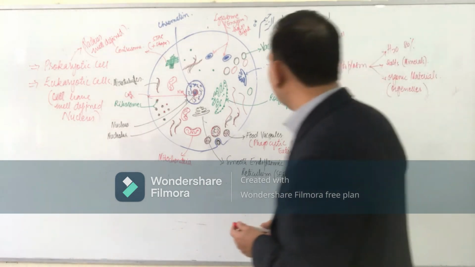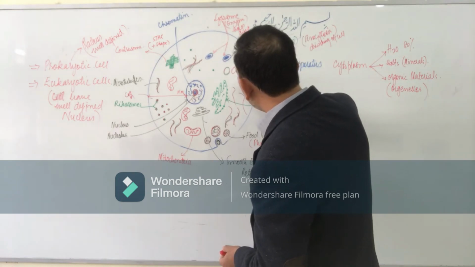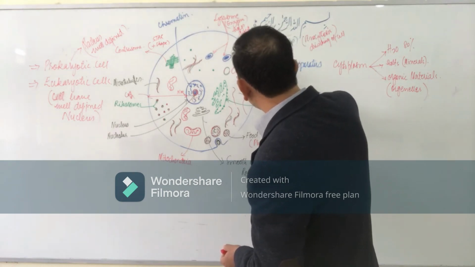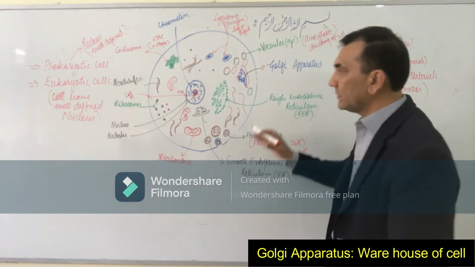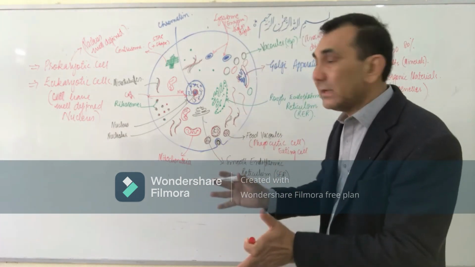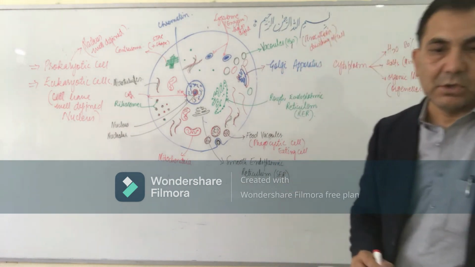Then another structure which is present, which is called the warehouse of the cell, is the smooth structure present inside the cell. This is called the Golgi apparatus.